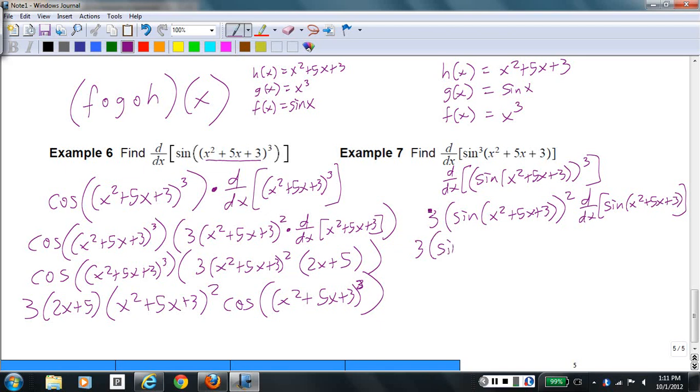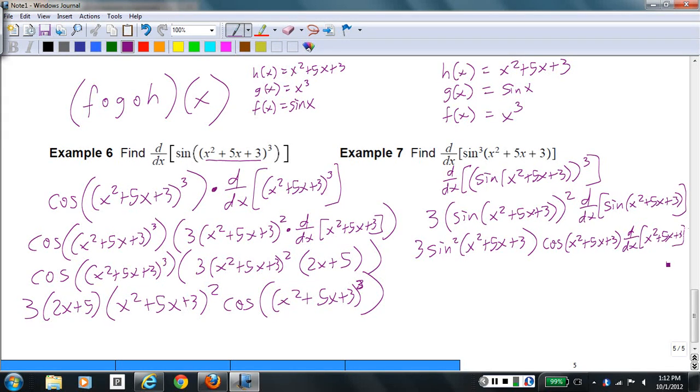times sine. At this point, I actually can get by with calling this sine squared. The notation is appropriate there because we're actually squaring the sine of that expression. So 3 times sine squared of x squared plus 5x plus 3. Now I'll take the derivative. Derivative of the sine of that expression is the cosine of that expression. Cosine of x squared plus 5x plus 3 times the derivative of x squared plus 5x plus 3.